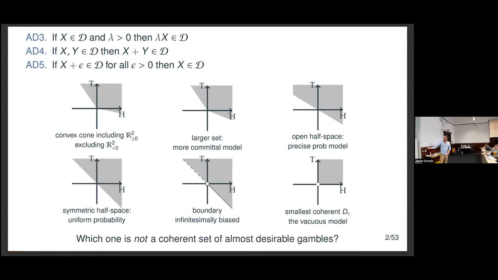Okay, so question: which one of these is a coherent set of desirable gambles, but not a coherent set of almost desirable gambles?